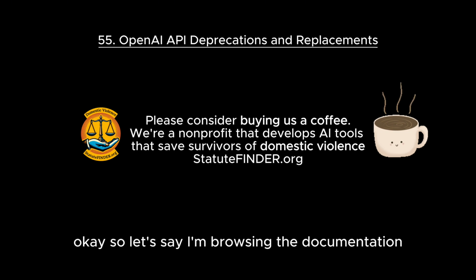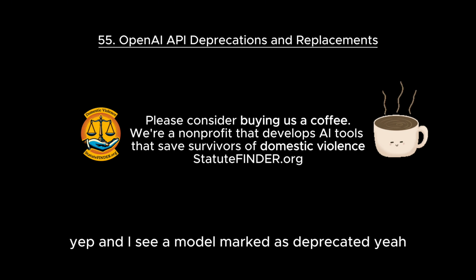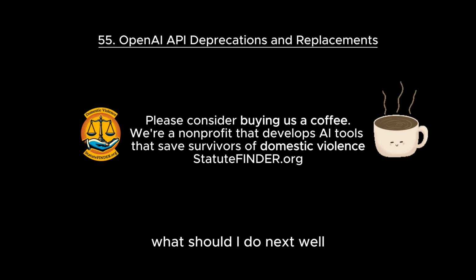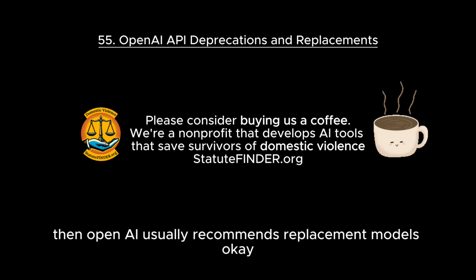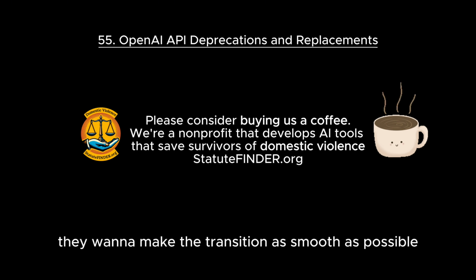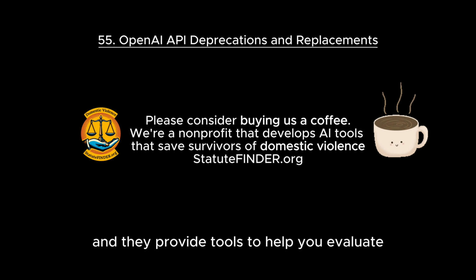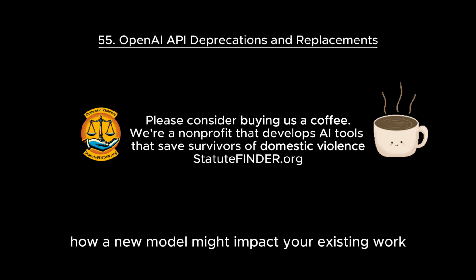Okay, so let's say I'm browsing the documentation and I see a model marked as deprecated. What should I do next? Well, the first thing is to find the shutdown date and check if it affects your timeline. Then OpenAI usually recommends replacement models, so look for those. They want to make the transition as smooth as possible, and they provide tools to help you evaluate how a new model might impact your existing work. So they've got our back.